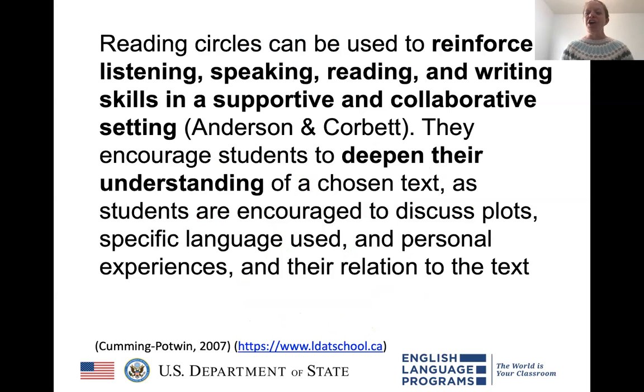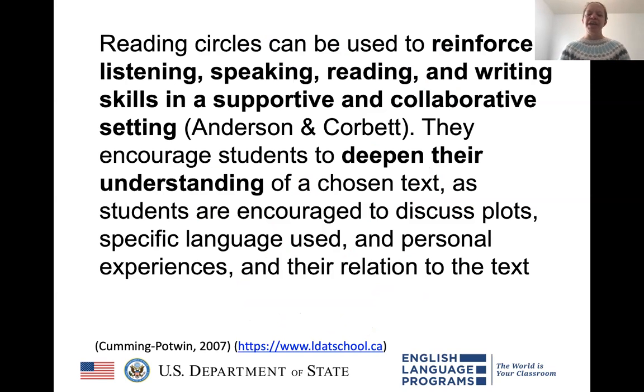I want to start with this quote. Another way of referring to discussion groups is reading circles or literature circles. I prefer discussion groups because I feel like it's all-encompassing. It could include many different things, but it's the same basic idea.